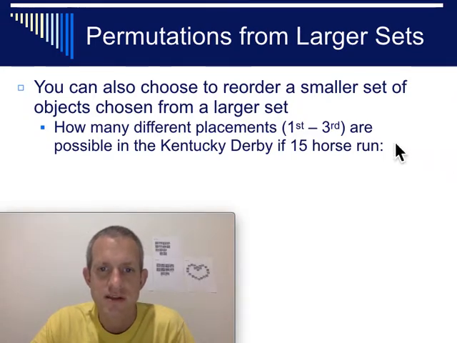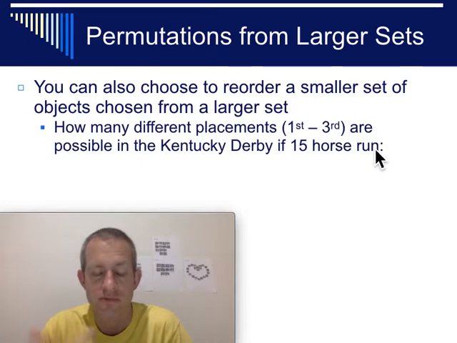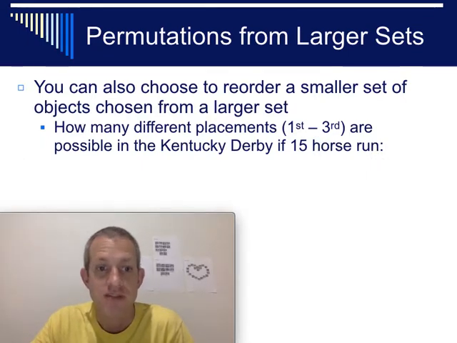For instance, suppose we have the race, the Kentucky Derby. It's 15 horses running in this particular race, and we want to know how many different ways there are of picking the first place runner, the second place, and the third place. To answer that question, I think that tool that we saw earlier might work.